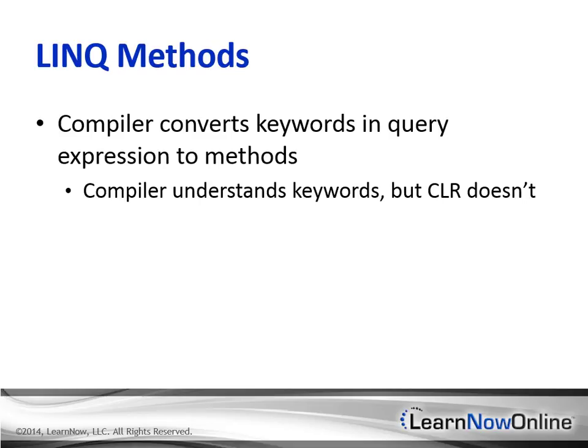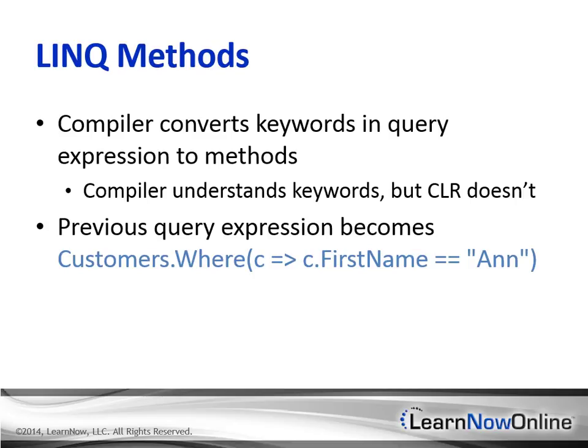Okay, so the main reason for this is that although the language compilers understand the LINQ expression and its keywords, again that previous syntax that I just showed you, the CLR, the Common Language Runtime, doesn't understand those keywords. The CLR really only understands how to execute methods. So as a result, each of the LINQ keywords has an associated method. So the LINQ expression that I showed you previously is translated to something that looks like this.